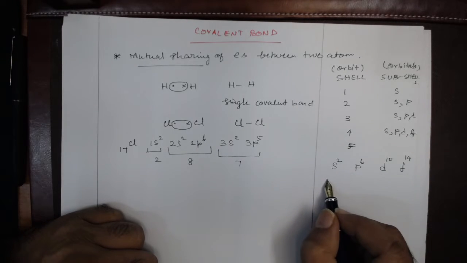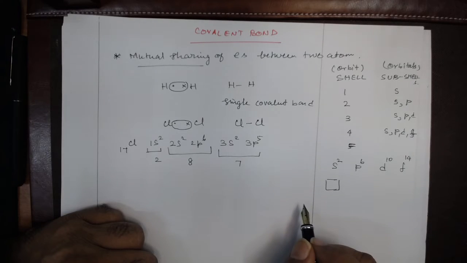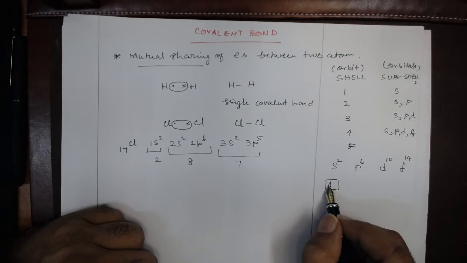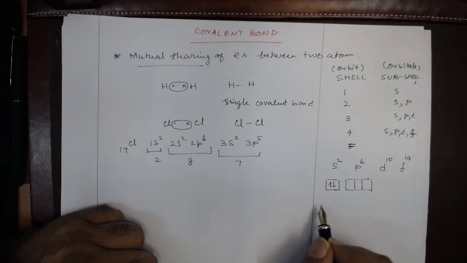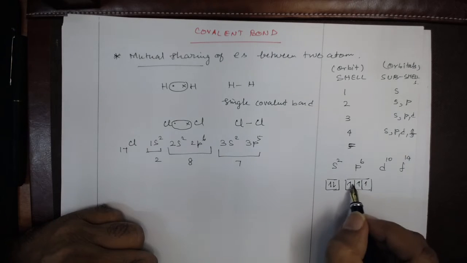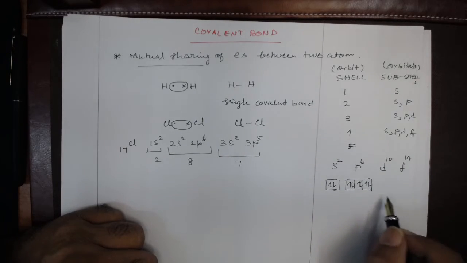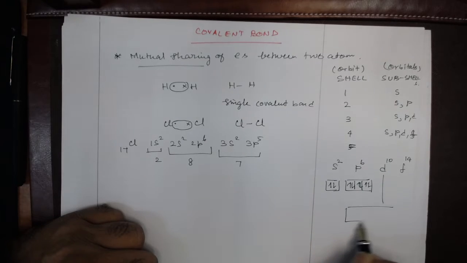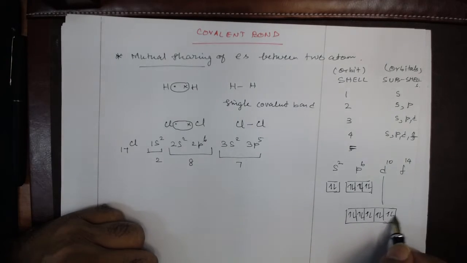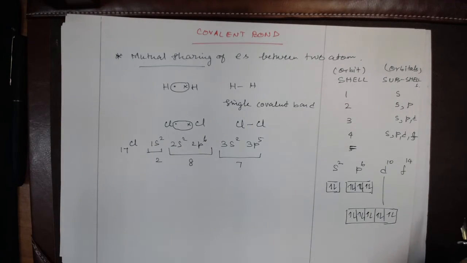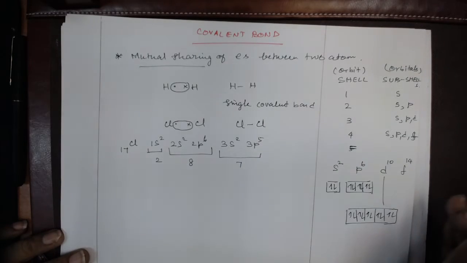In fact, an s orbital can be represented by a single box, so it can have maximum 2 electrons. A p orbital can be represented as a triple box, so it can have maximum 6 electrons, 2 in each box. And the d orbital can be represented in 5 boxes: 1, 2, 3, 4, 5. Each one can have 2 electrons, so maximum 10 electrons. Likewise the f orbital has 14. In fact, this is beyond your scope, but even then you try to understand this.